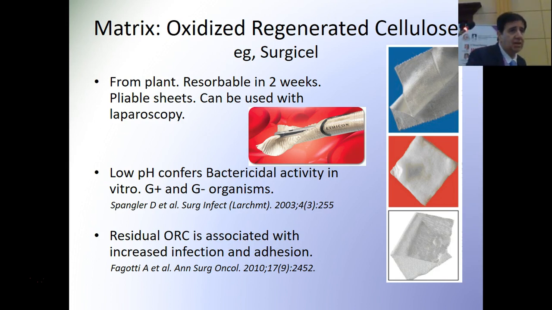The Surgicel group: we have the Surgicel, the Surgisnow, and the Fibrillar, all from the Surgicel company. It's from a plant, resorbable in 2 weeks, in pliable sheets that can also be used with laparoscopy. And in this image I showed, we cut those fabrics into narrow lamellae that we can push inside during laparoscopic procedures.